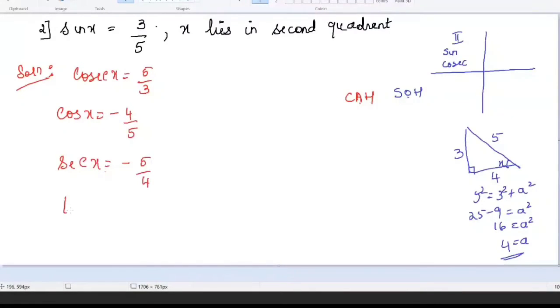Now take tan. Tan also is negative in the second quadrant. So put this minus sign first. Tan is nothing but opposite by adjacent. So here it is 3 by 4. So minus 3 by 4. And we have the last one, cot x. Cot x is also negative: minus 4 by 3. Okay, so this is our answer.